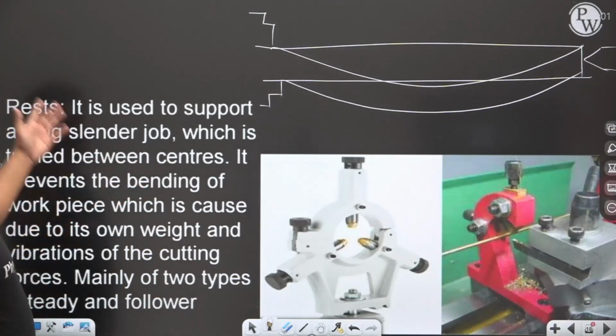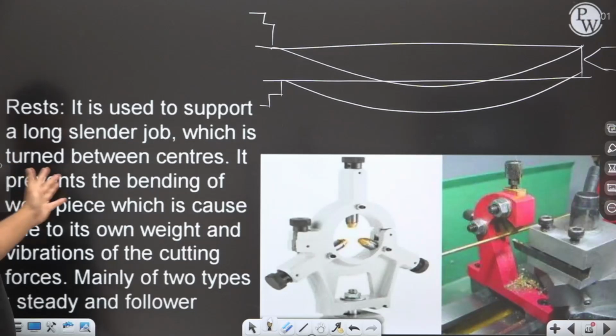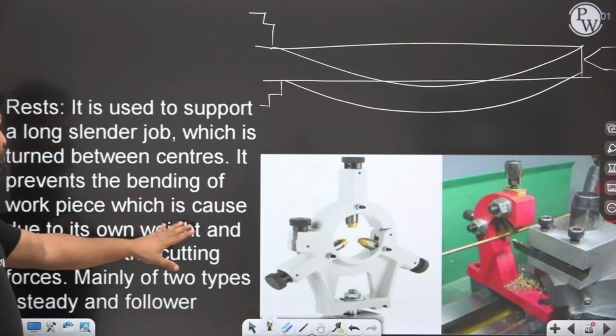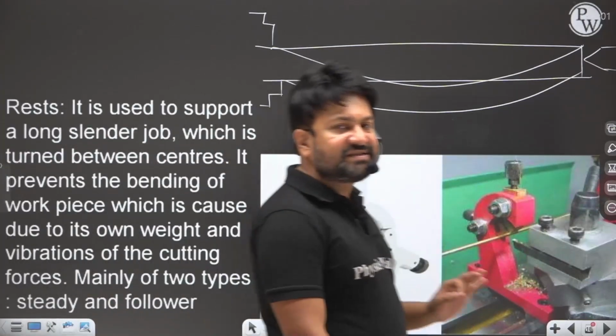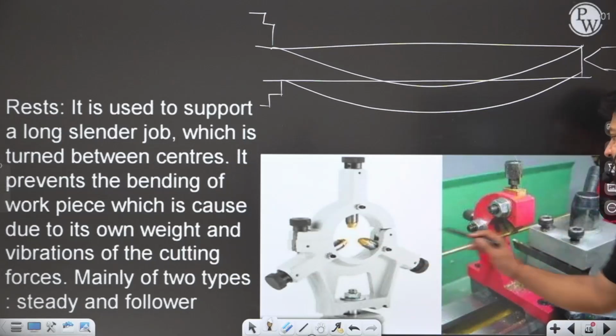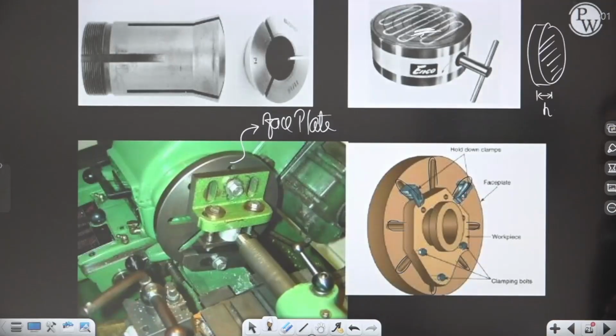As I told you, it is used to support a long cylindrical job which is turned between the centers. It prevents the bending of the workpiece caused by its own weight and the vibration of the cutting force. It is mainly of two types, steady and follower. Steady is generally fixed and follower will move along with the tool. This is steady, this is follower, which moves along with the tool. Okay, so we have finished the work holding device.